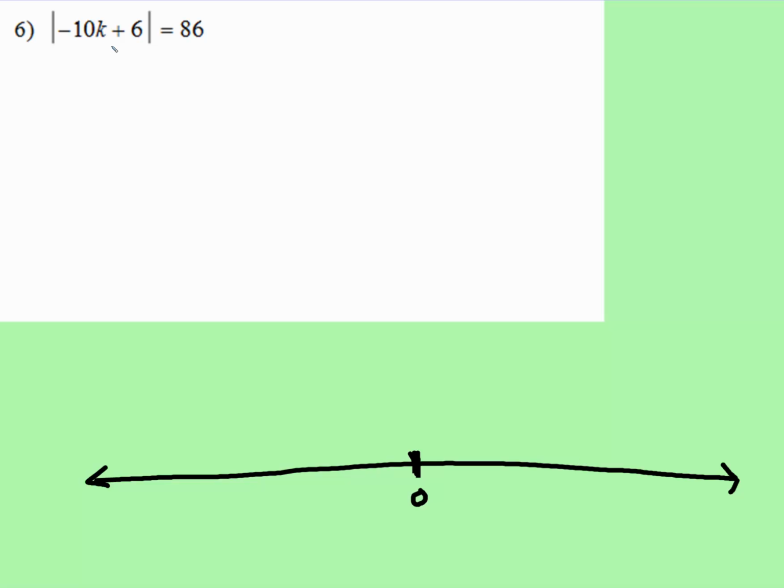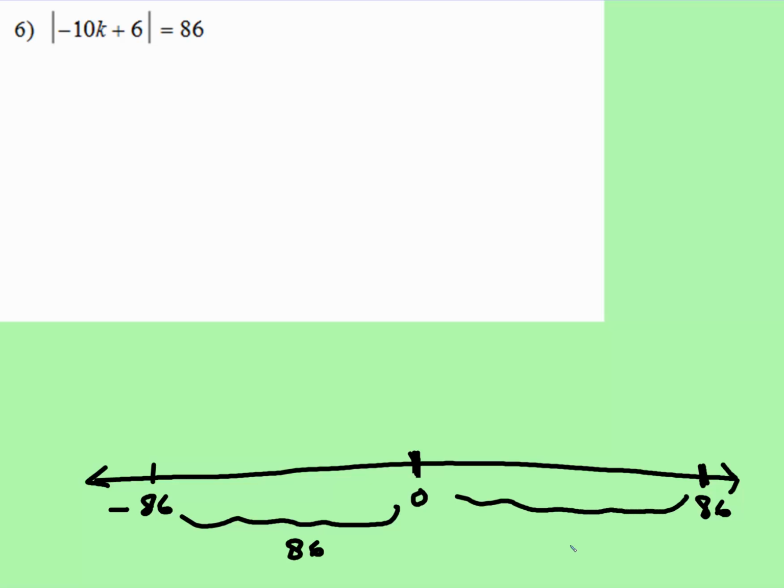So if this says, hey, there is this thing right here that's 86 spaces away from zero, well, 86 spaces could be here, or 86 spaces could be here. We're not sure which, but this right here is 86, and this is 86. So each of those has a distance, or an absolute value, of 86. It's just that the result is you could end up here or here. So this is how you go about solving them, what you have to keep in mind.